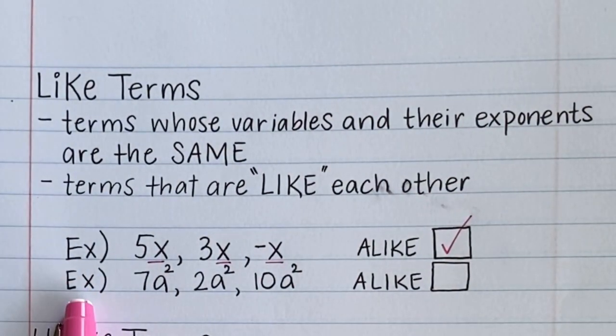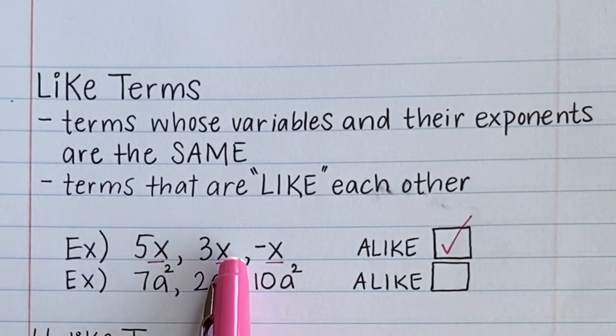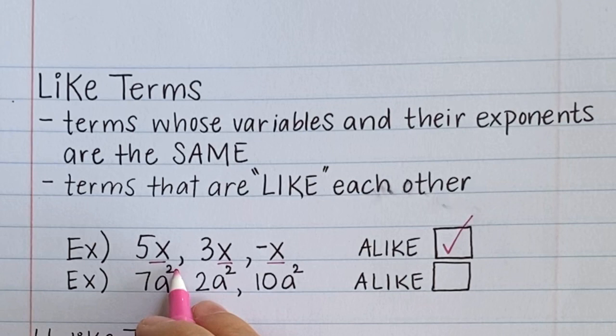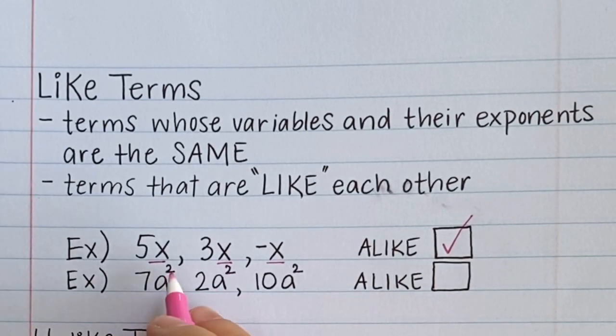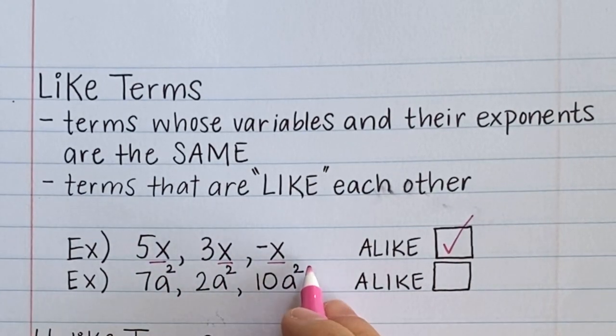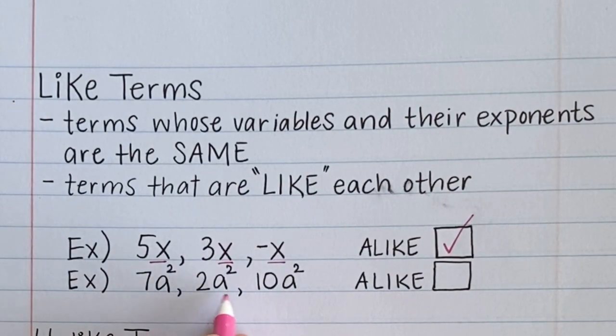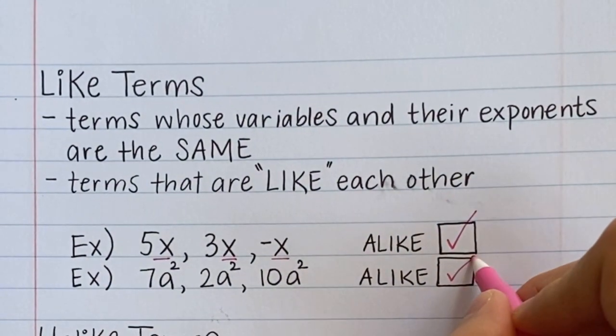Let's look at the second example. Here we have 7a squared, 2a squared, and 10a squared. If you look at the variables of each and their exponents, they're all the same, a squared, a squared, a squared. So we would consider these three terms alike.